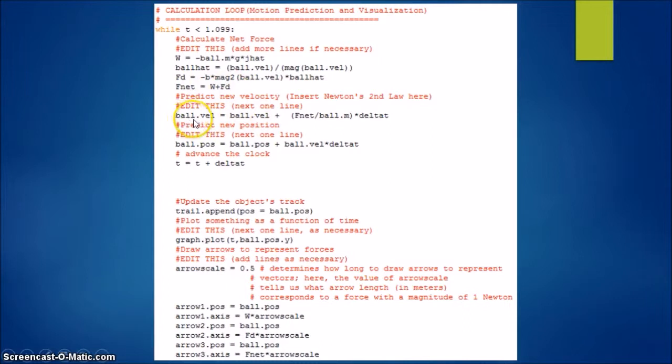Here I find the ball's future velocity using Newton's second law. Here I predict the new position, and here we advance our clock. And here I set the arrow scale as 0.5, so that our arrows are proportional to the forces acting on the ball. Now we run our code.